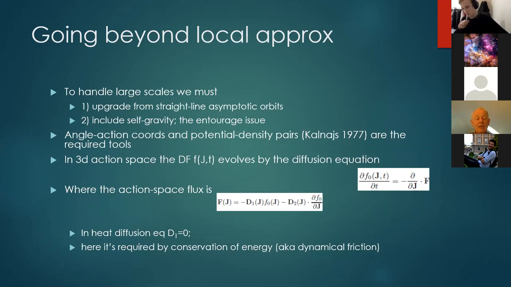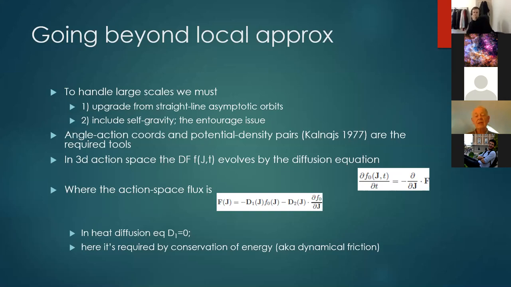And conservation of stars tells you that the rate of change of the distribution function with respect to time is going to be minus the divergence in actions of the flux through action space of stars. And this flux of actions is going to have this form here. It's going to be minus some number, a first order diffusion coefficient d1, times the current distribution function, minus another number, d2, times the gradient of the distribution function with respect to action.